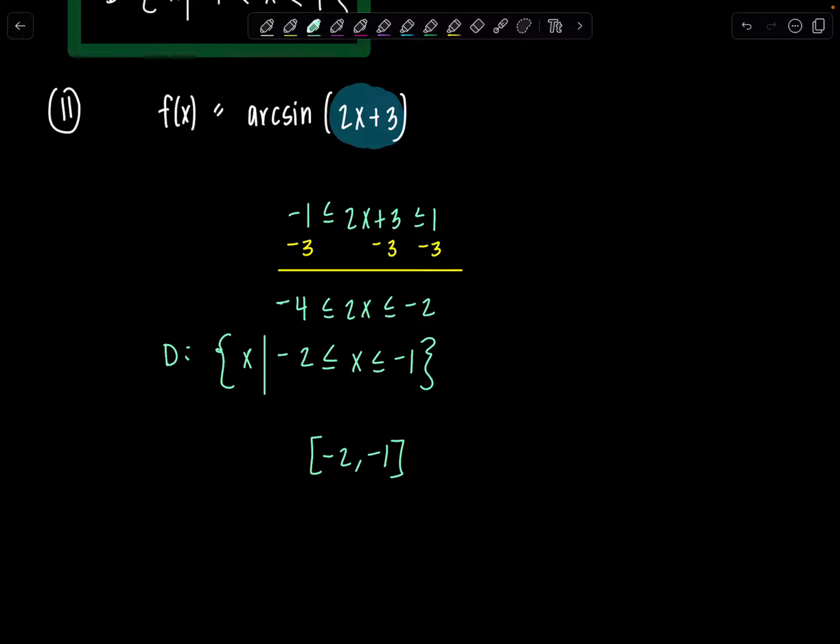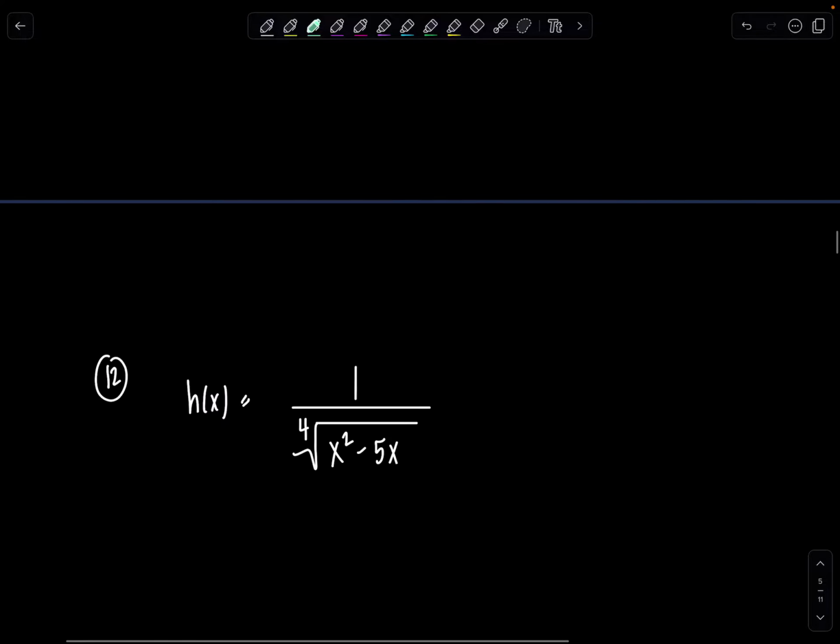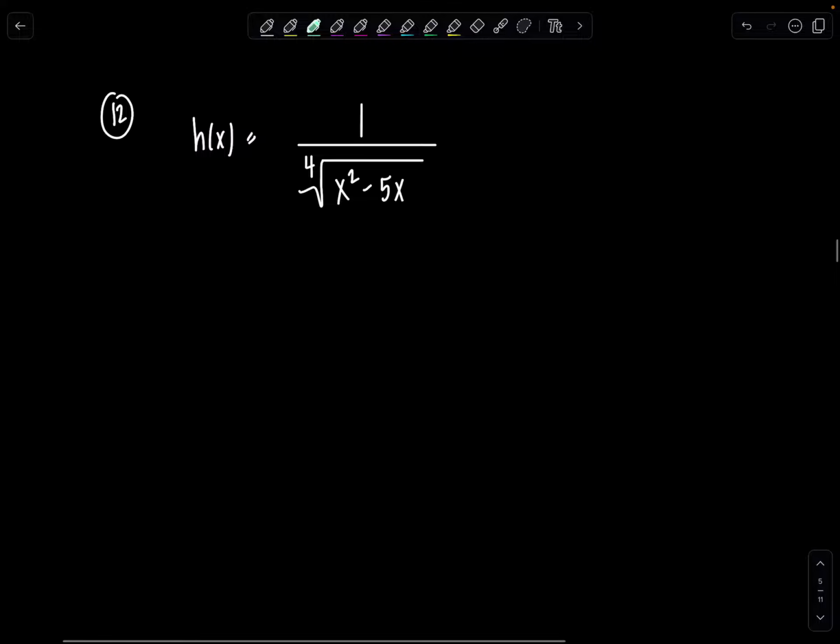Okay, very good. I have a couple more, a little more spicy, and then we'll get into the calculus. So h of x equals 1 over the 4th root of x squared minus 5x. So I'm noticing I have variables in the denominator, and I also have a radical with an even index.